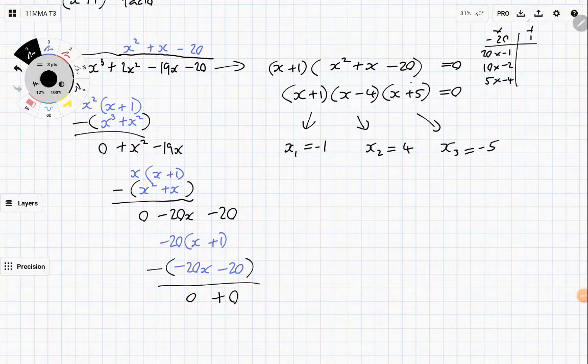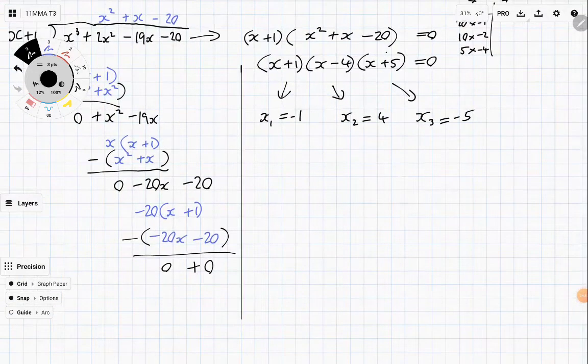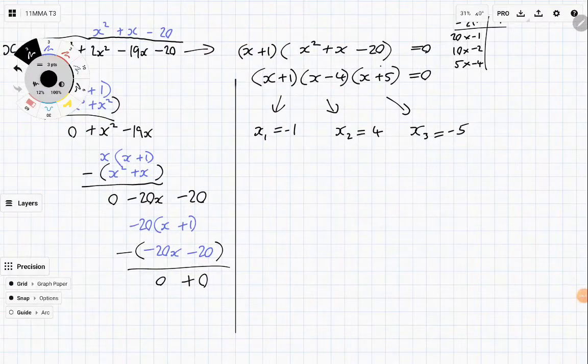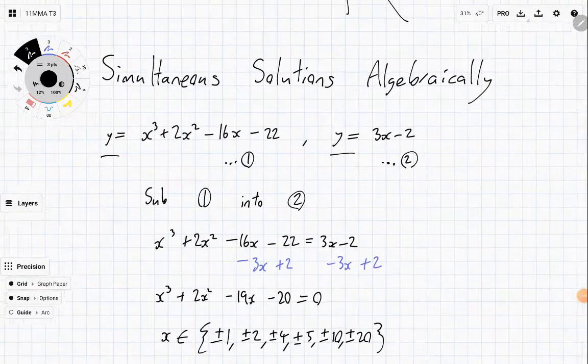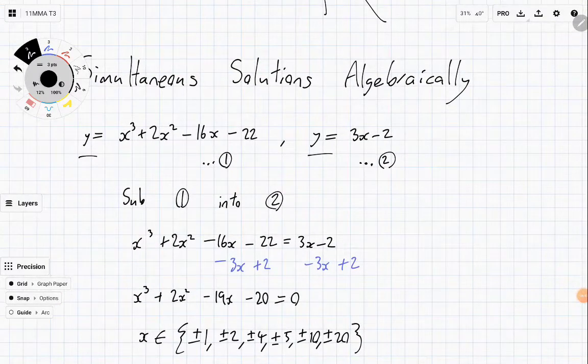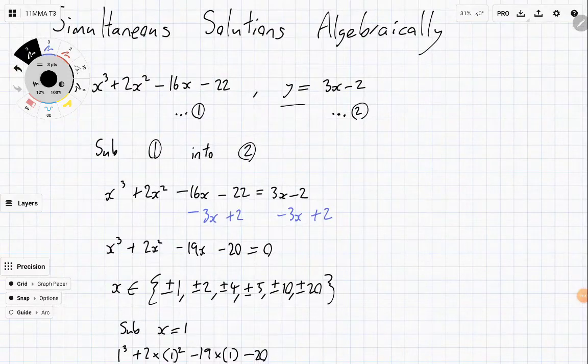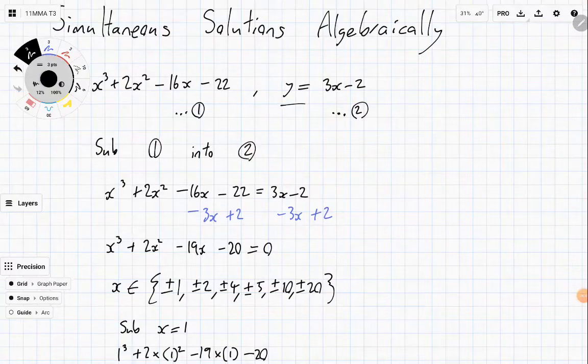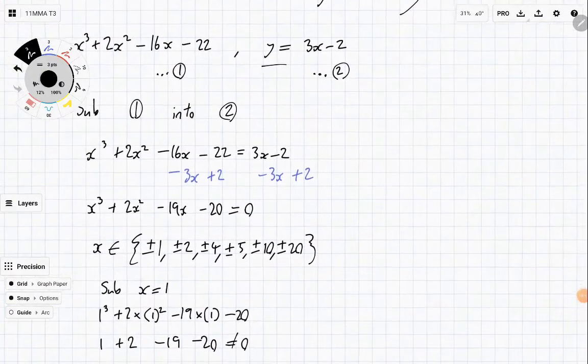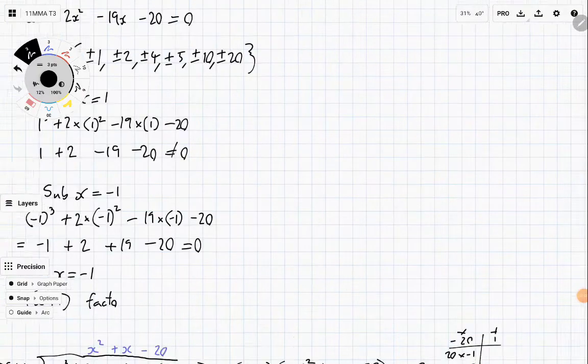But like I said at the beginning, I'm not interested in just the x-coordinate. I also want to know what the y-coordinate is. So let's substitute these back in. Now the question is, does it matter which I substitute it into? Do I substitute it into equation 1 or equation 2? Well, the whole point of them being simultaneous solutions is that they should not only have the same x-coordinate, but they should also have the same y-coordinate. So I'm going to sub them both into y, the second function, so 3x minus 2.